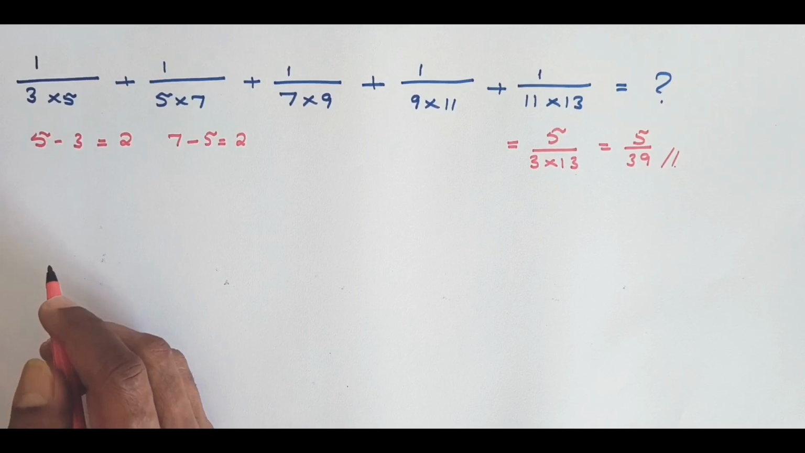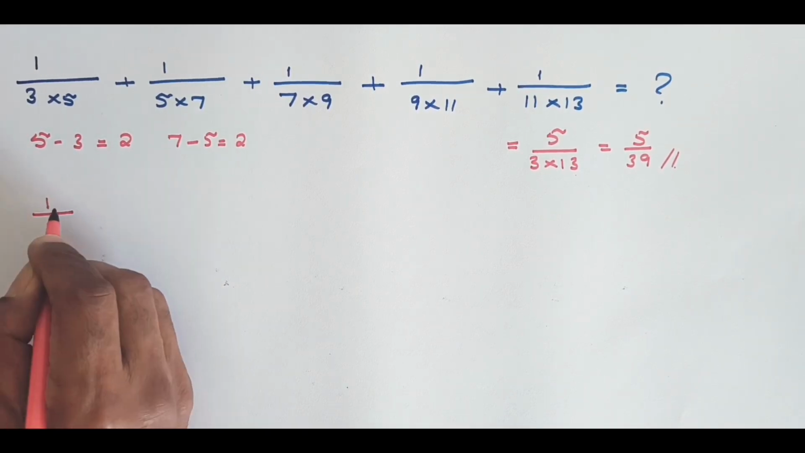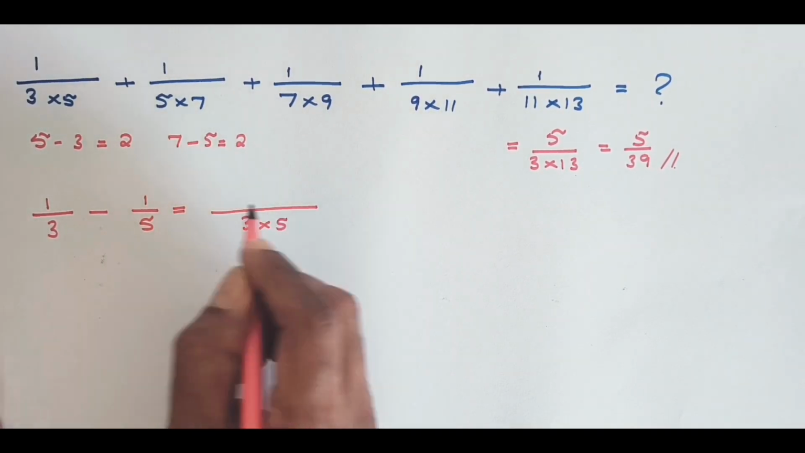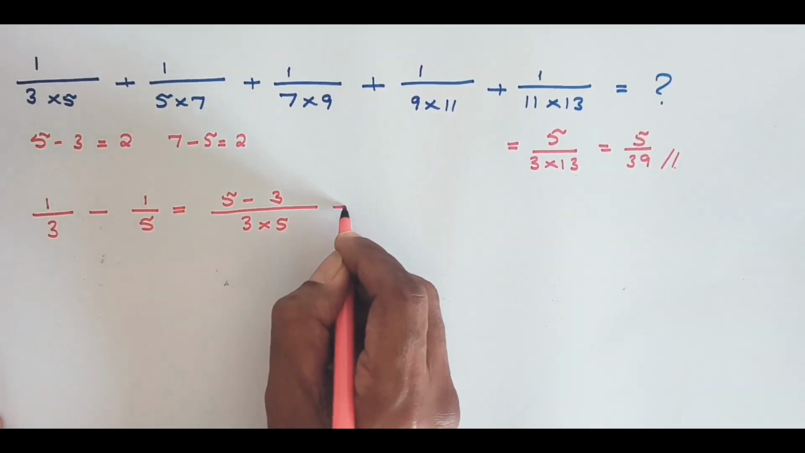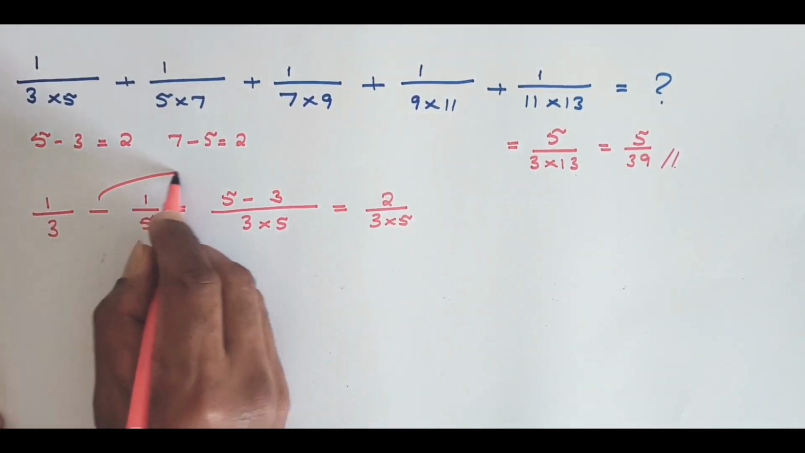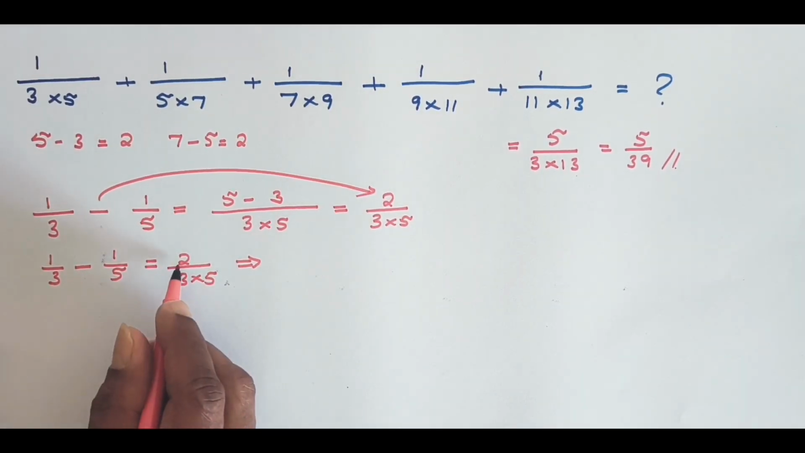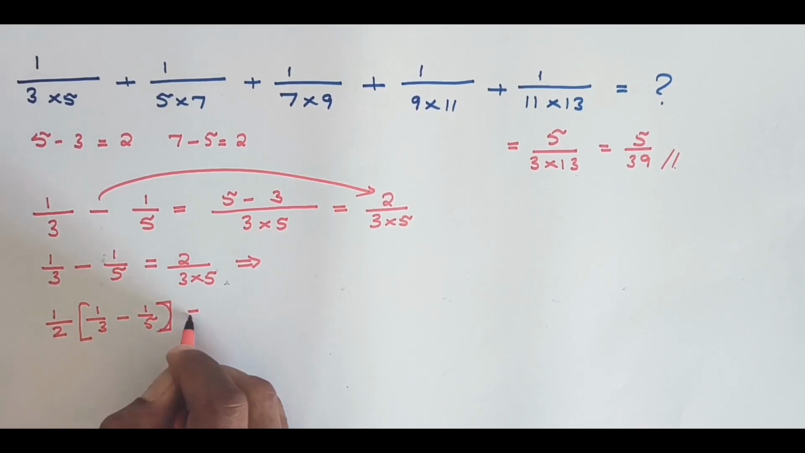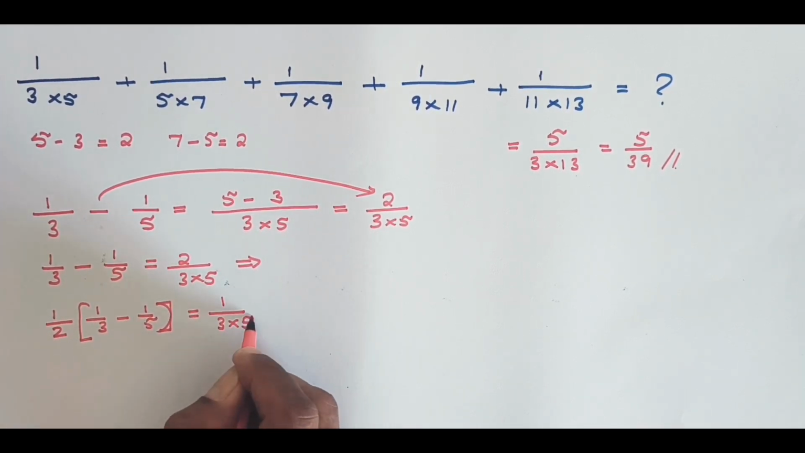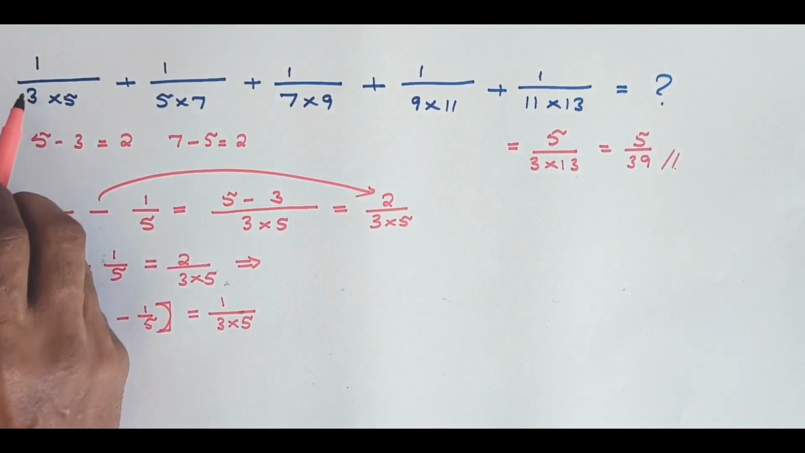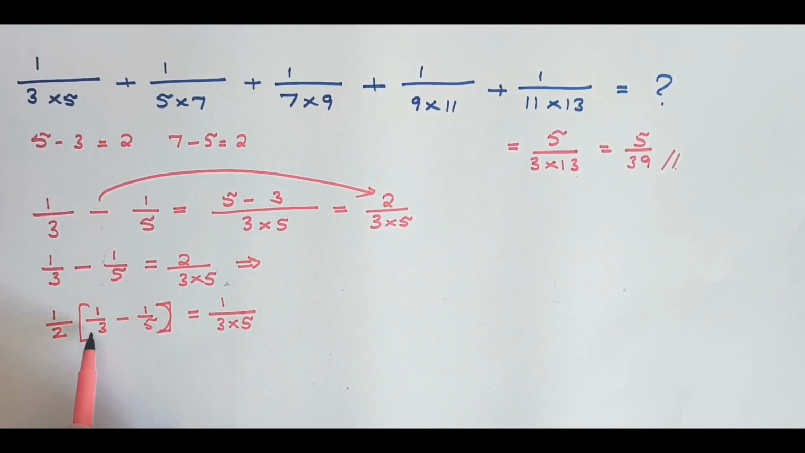In the first step, write the first term as the difference of two fractions like this. This on simplifying you get 3 multiplied by 5, 5 minus 3, which equals 2 divided by 3 multiplied by 5. So this is equal to this. Now take 2 to the left side. 1 by 2, 1 over 3 minus 1 over 5 equals 1 over 3 multiplied by 5. Now look at this 1 over 3 multiplied by 5, which is the first term of the given series to be simplified. And that you have written in this form.